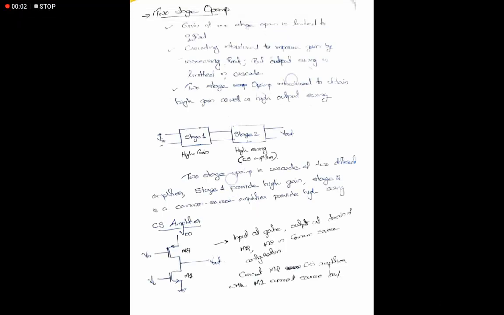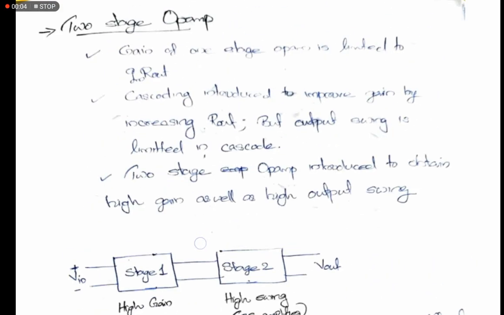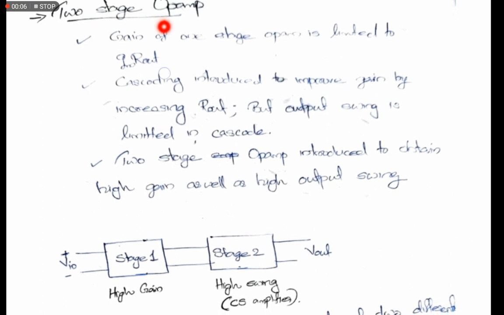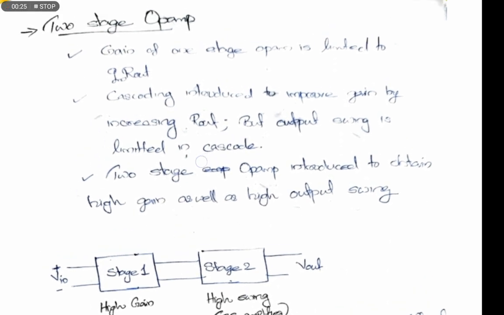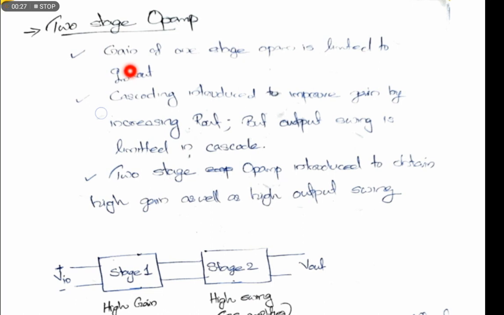In the last section, we discussed the single-stage OPAMP, or normal differential amplifier itself, and we found different types of OPAMPs: cascaded OPAMP, folded cascaded OPAMP, and OPAMP with a single-ended output with the help of a current source load, etc. In this section, we are going to discuss the two-stage OPAMP.